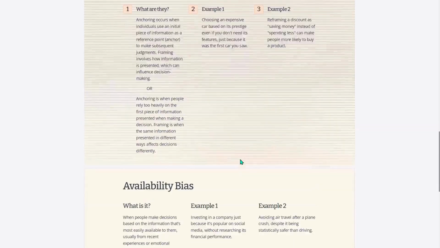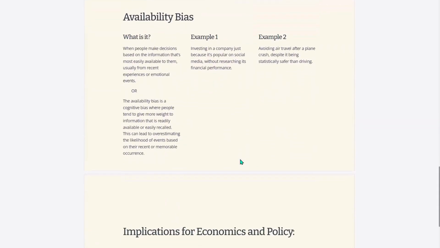Is this clear? Yes. And we all know what availability bias is: when people make decisions based on the information that's most easily available to them, usually from recent experience or emotional events. Correct?